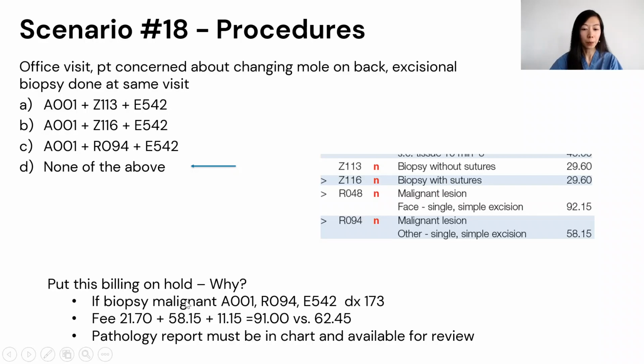If it's malignant, you bill a different set of billing codes, which includes the R094, and that pays a little bit more. And you also bill this tray fee right here. So remember, you get paid $91 versus $62, and so that's why you want to wait until the pathology report comes back. A lot of these Z codes just refer to whether you have a biopsy with sutures or not. In this case, it doesn't. Whoever wrote it decided that it didn't have sutures. So that's why that was the answer.